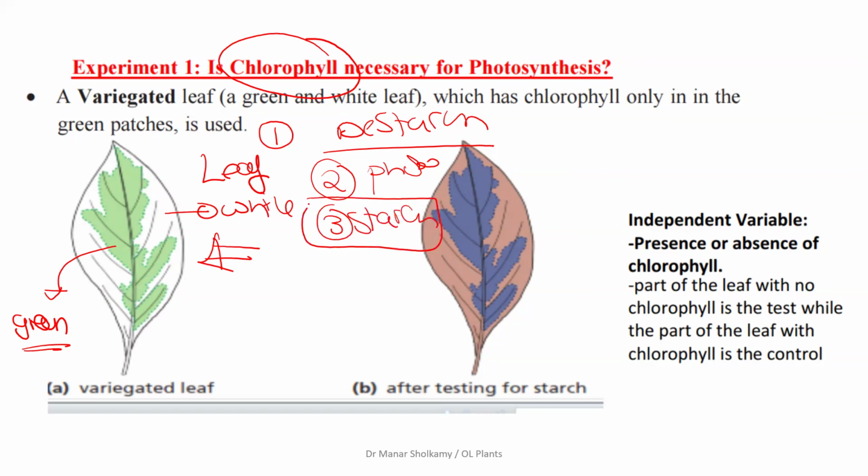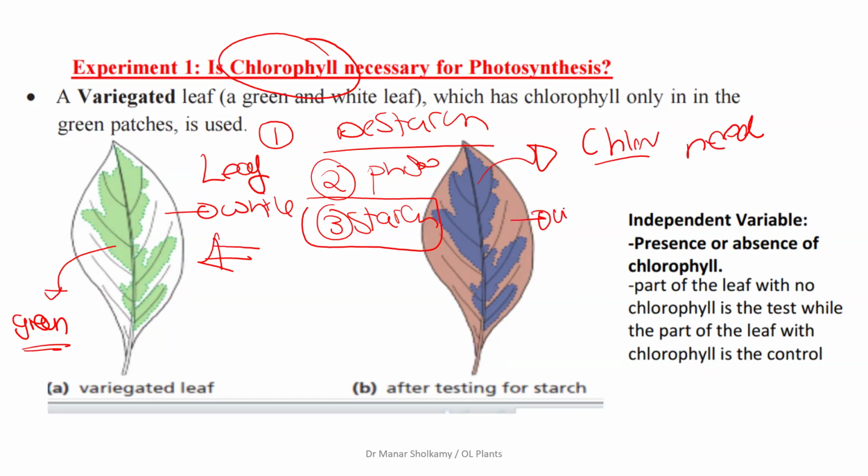And step number 3 in itself is made up of several steps because I have to boil it in water first and then boil it in ethanol and then dip it back in water. I think you understand the reasons why. And then I will look at my results. The part that was originally green will give me a positive result or a negative result? Positive result. So this shows me that chlorophyll is needed for photosynthesis.